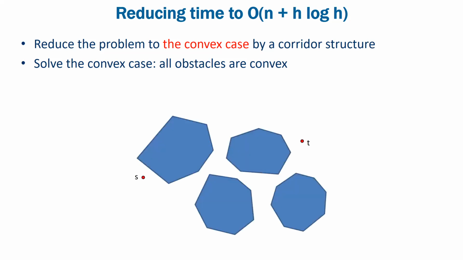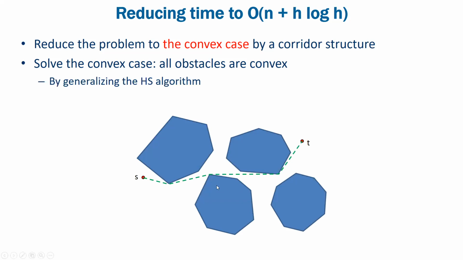So namely, all the obstacles are convex. So this is used by a corridor structure. This is a traditional technique, but there is a key subproblem we need to solve. So let's first focus on this convex case. Here you see that this is the shortest path.